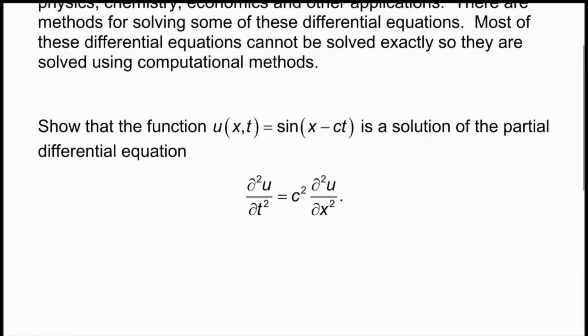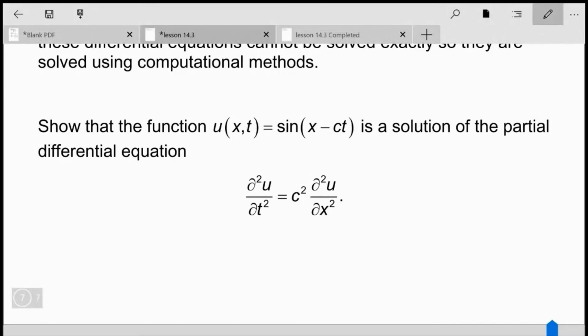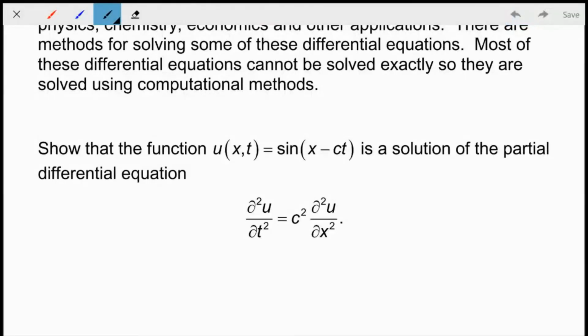So what they have here, and I just wanted to show you this because you're going to see questions like this in your assignment. You're going to see questions like this on the quiz. It's just a different way of phrasing a partial derivative question. It says, show that this function is a solution to the partial differential equation del squared u over del t squared is equal to c squared del squared u over del x squared. So if you go through and take those partial derivatives and multiply the right side by c squared, what you're going to find is that you get negative c squared sine of (x minus ct). You would get that on both sides.